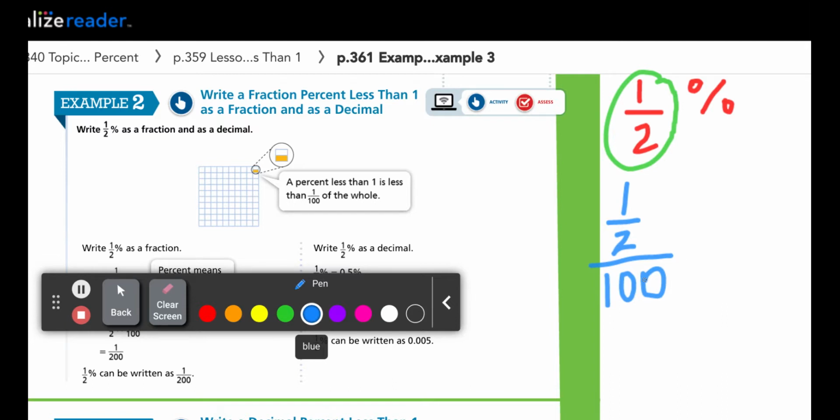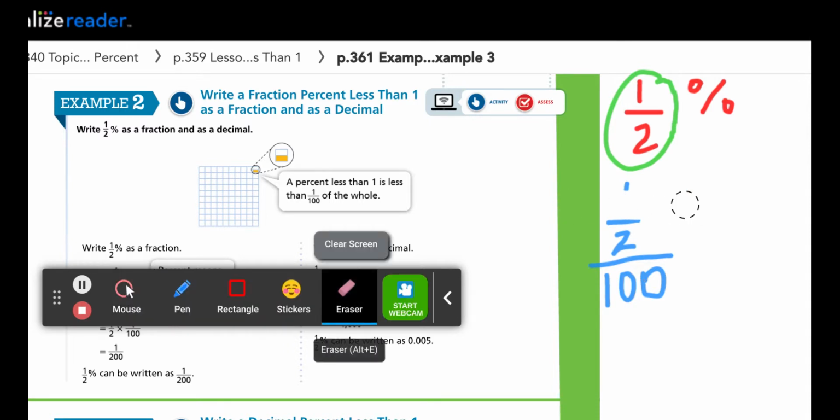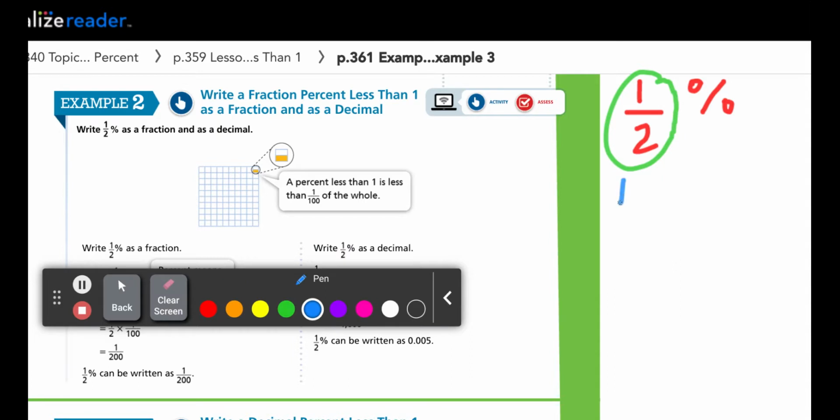Now let's think about what this means. This really means 1/2 divided by 100. So I'm running out of room here. I'm just going to erase this. You should be writing this all in your notebook. 1/2 divided by 100, right? 1/2 over 100 is the same thing as this 1/2 divided by 100.